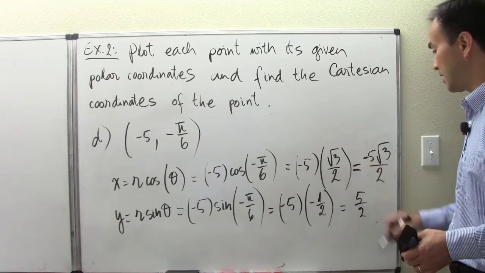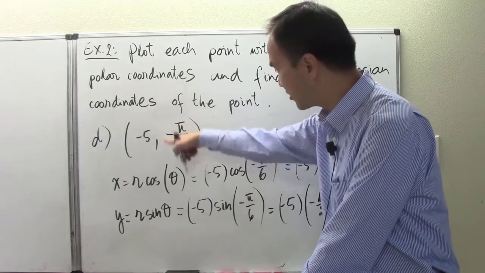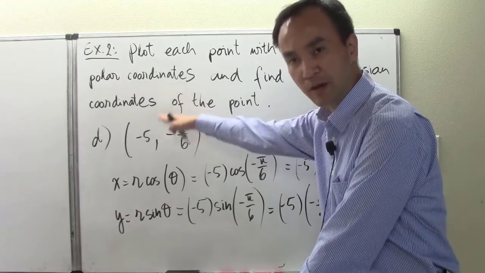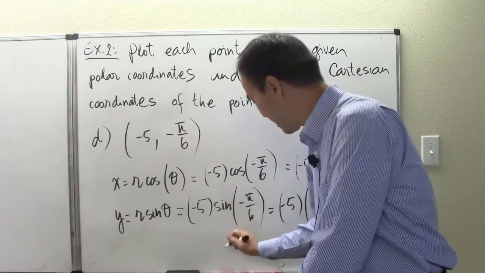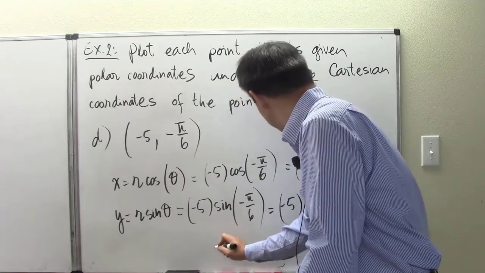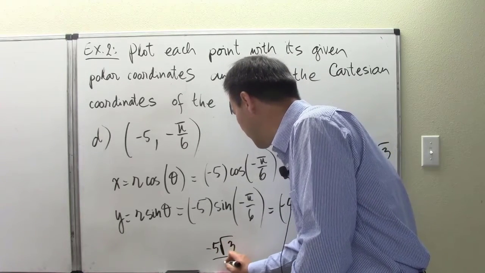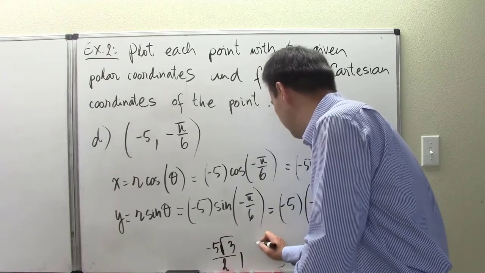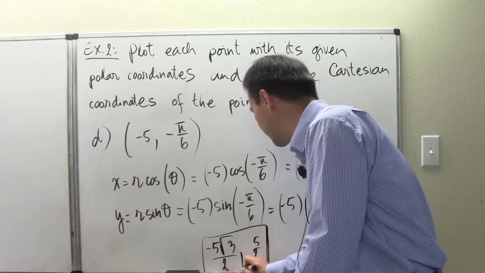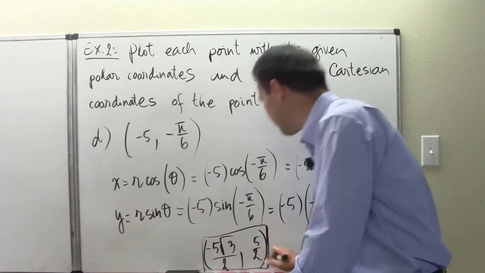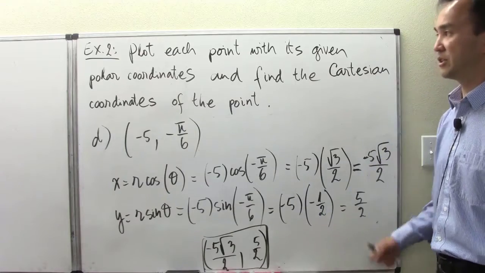So now our final concluded point, that same point originally represented in polar coordinates, is now represented in rectangular coordinates: minus 5 square root 3 over 2, comma 5 over 2. Now we can put that answer in a box, and it's a coordinate pair like that. All right, so that's how we do example 2.